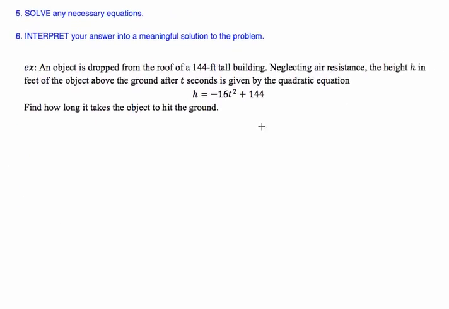Let's do an example. So an object is dropped from the roof of a 144-foot tall building. Neglecting air resistance, the height h in feet of the object above the ground after t seconds is given by this quadratic equation. H equals negative 16t squared plus 144. So let's find how long it takes for the object to hit the ground.